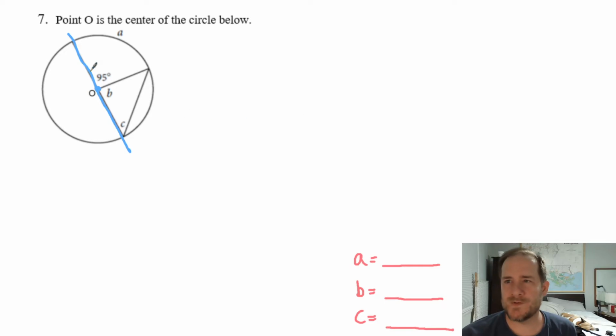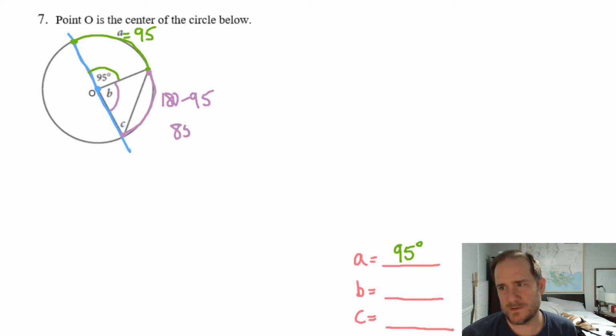Okay, so I've got a central angle that's 95. That means A is 95, because central angles are equal to the arcs that they cut. So solving for A was certainly easy. You don't even have to do any math. Now we should be able to quickly solve for B, because we can find this arc. That arc is equal to angle B, because B is just another central angle. So this is 180 minus 95, and that's 85. And so that must be B, because central angles are equal to the arcs that they cut.